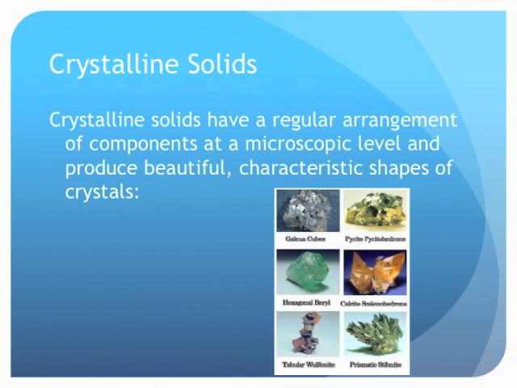Crystalline solids, on the other hand, have a regular arrangement of components at a microscopic level, and they often produce these beautiful shapes that are characteristic of crystals. The crystals can take on several different shapes, and these shapes are actually dependent on the size and the number of ions that create them.